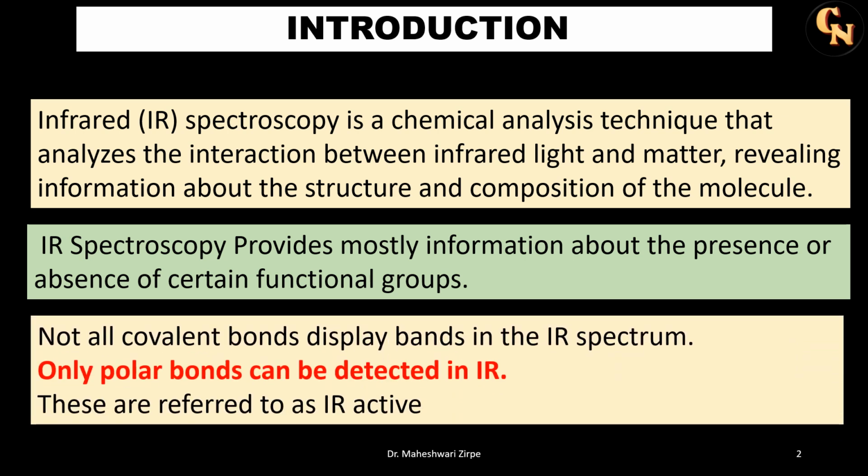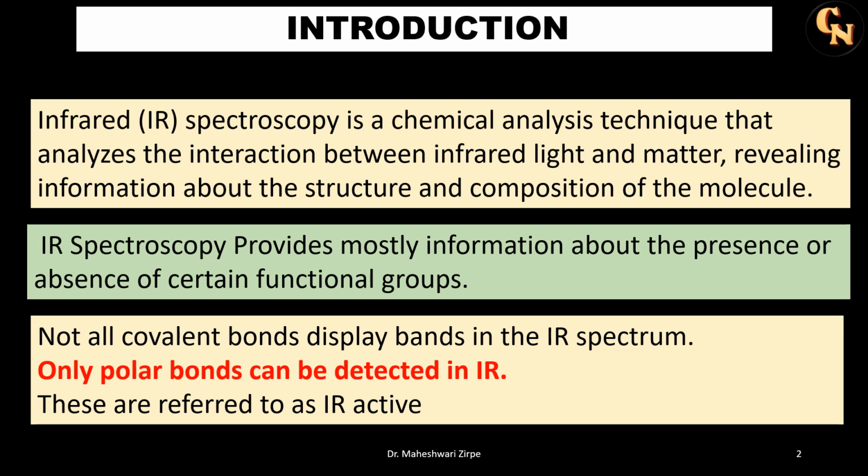But the important thing to remember about IR is that only IR active molecules can be detected in IR spectroscopy. That means what? Not all covalent bonds can be displayed in the IR spectrum. We cannot detect all bonds, only a few bonds which are polar. What do you mean by polar? Bonds which can create positive and negative charge on them. So only those polar bonds get detected in IR spectroscopy.